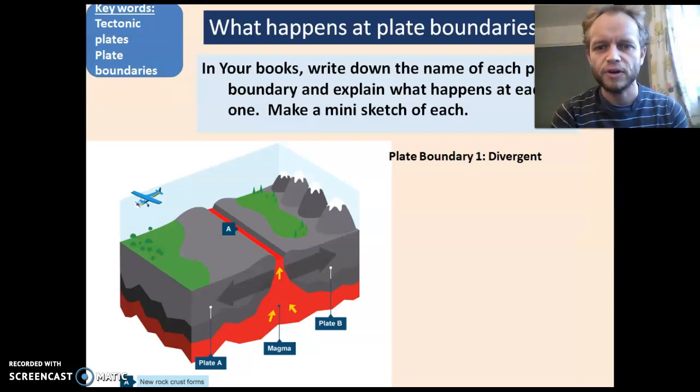Okay, so our first one is a divergent plate boundary. At divergent plate boundaries, we've just mentioned the plates are moving away from each other. Okay, and what that does is it leaves a gap between the plates, and magma is allowed to come out of that gap, and it produces small volcanic eruptions. So in divergent plate boundary, plates are moving away from each other, allowing magma to escape and to form volcanoes. We also get very small earthquakes.